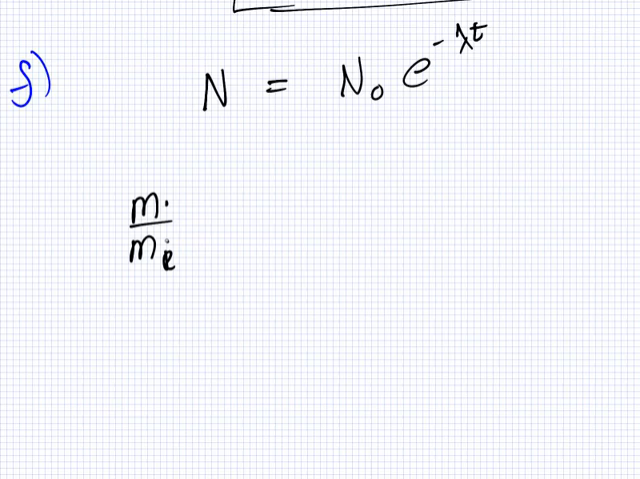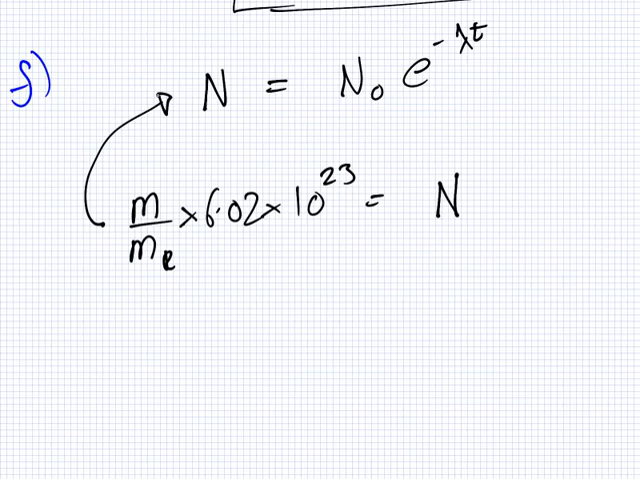Do you write it only in number form? That's fine. So if you write only in number form, I have this formula: mass divided by molar mass multiplied by Avogadro's number. That's equal to number of atoms. What letter do you use for that? N. Well, I'll use big N.